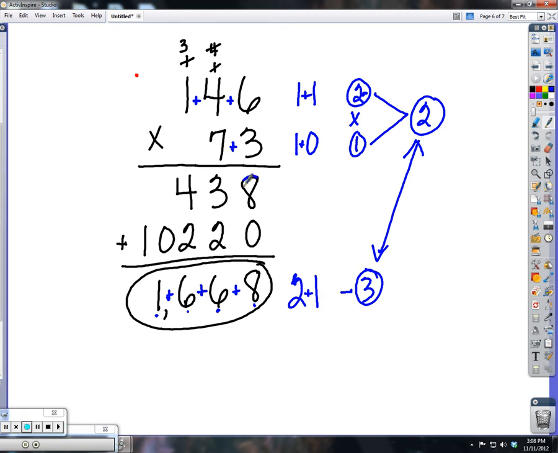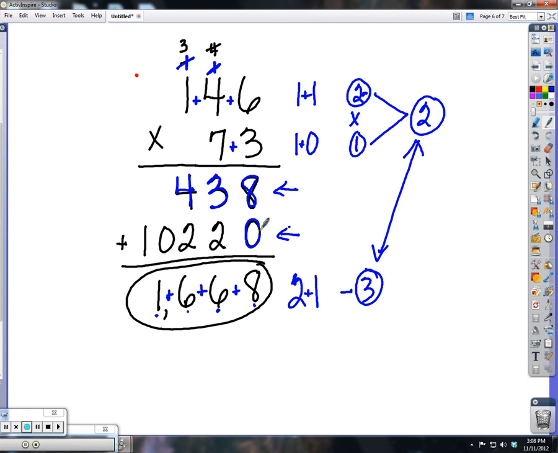3 times 6 is 18. Put down the 8. I did carry the 1. 3 times 4 is 12. Plus the 1 is 13. Put down the 3. I did carry my 1. 3 times 1 is 3. Plus 1 is 4. So my first line of work is correct. Now let's go to the second line of work.